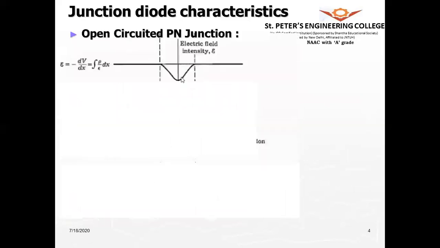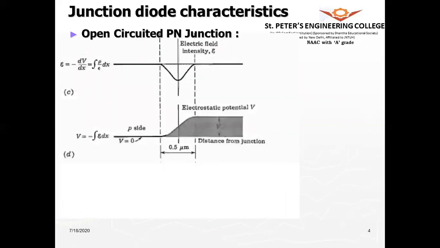So this is the distribution of the electric field intensity around the junction. So the electrostatic potential around the junction will have a distribution like this. Again, if you integrate the electric field intensity E, then we get the potential difference V, that is equal to minus integral E dx.